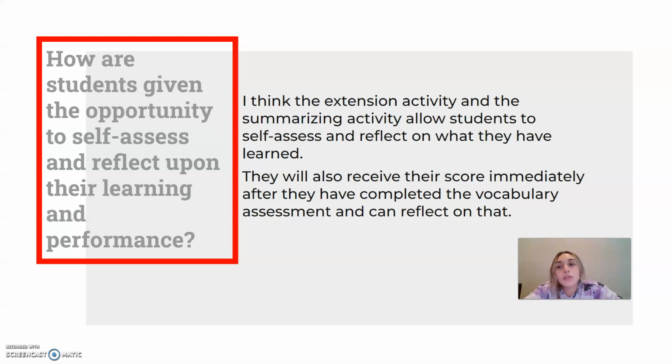And then finally, how are students given the opportunity to self-assess and reflect upon their learning and performance? So I think the extension activity and the summarizing activity both allow students to self-assess and reflect, because they are thinking about what their real life looks like and having to make those decisions in that simulation. And then when they summarize, they obviously have to think about what they've learned. And then in the second part, they're also going to receive their score immediately after they've completed the vocabulary assessment, so they can reflect on that.